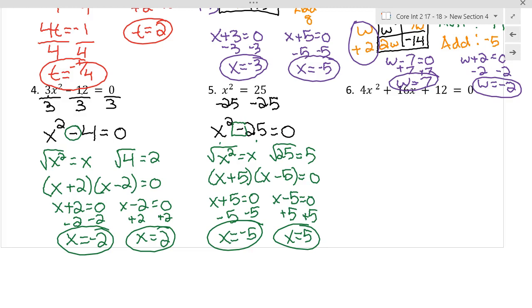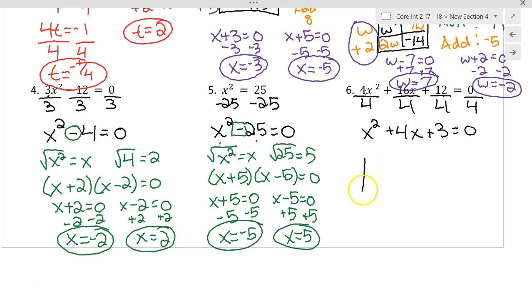Number 6, last one on this page. Okay, again, I have a number. I want to see if I can divide everything by that. Well, I can divide 4 by 4. I can divide 16 by 4. I can divide 12 by 4. So I'm going to just divide everything by 4. I have x squared plus 4x plus 3 equals 0.